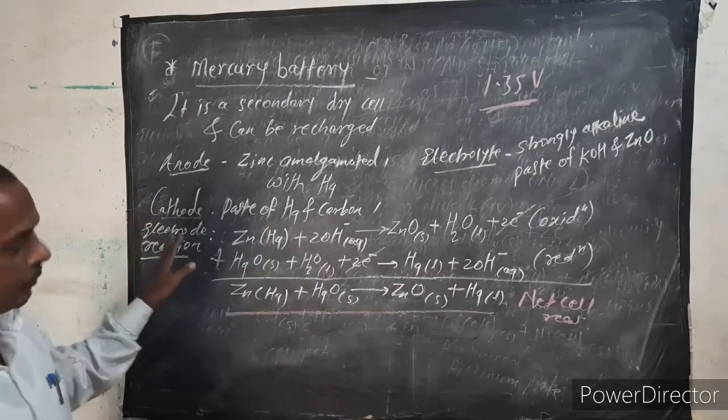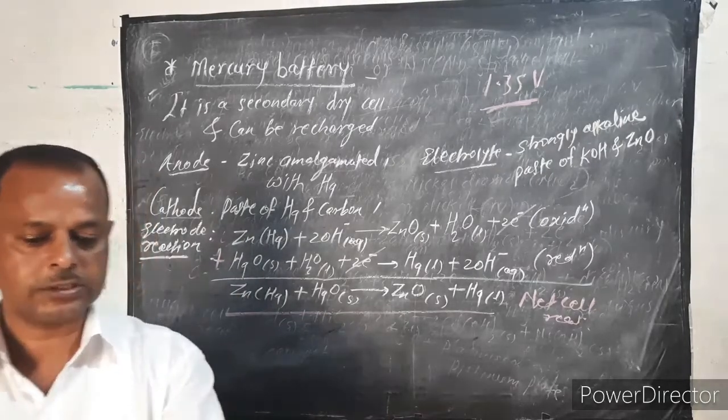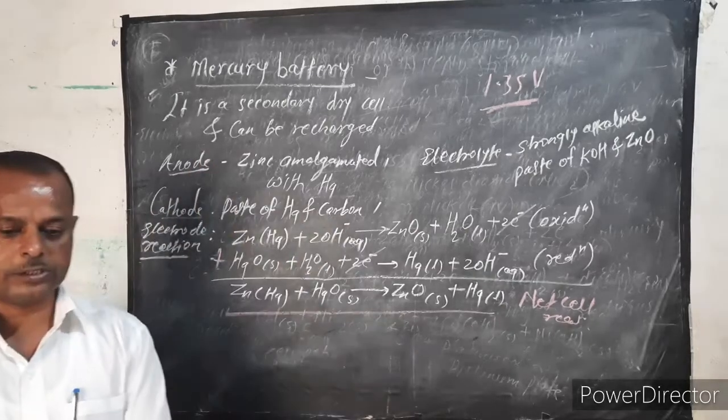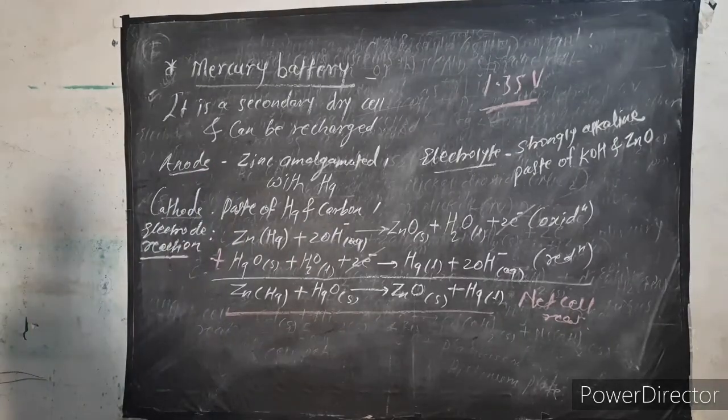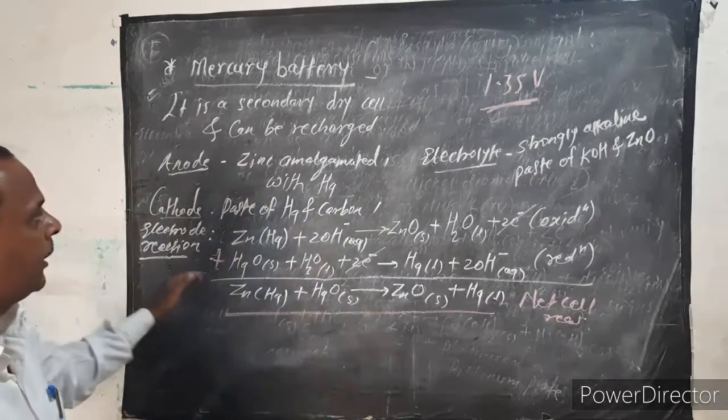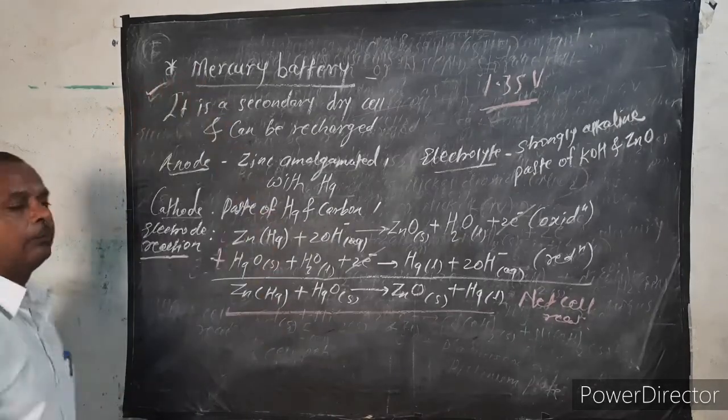Now, what is the mercury battery generally used for? It is generally used in hearing aids, electric watches, and also in pacemakers. So this is the mercury battery.